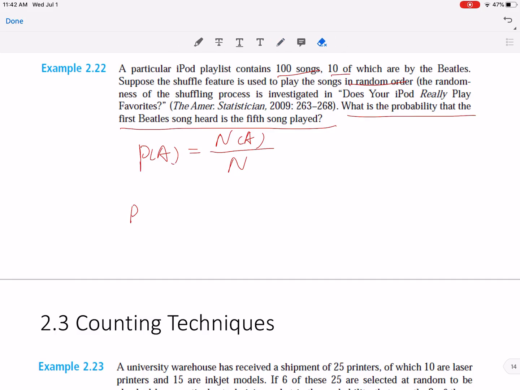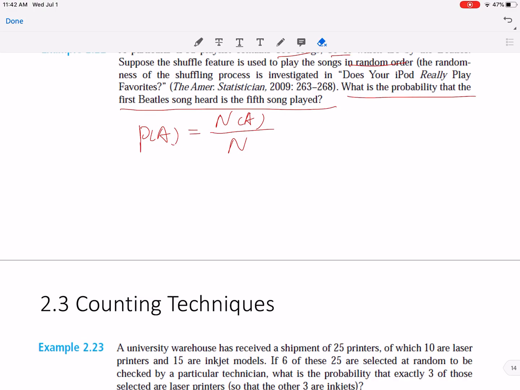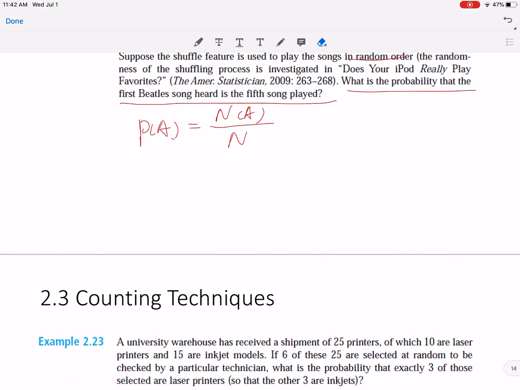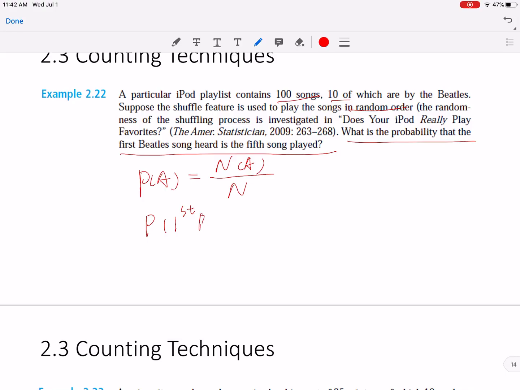I don't know why this doesn't work well, so let me rewrite it. We are looking for the probability that the first Beatles song heard is the fifth song played.